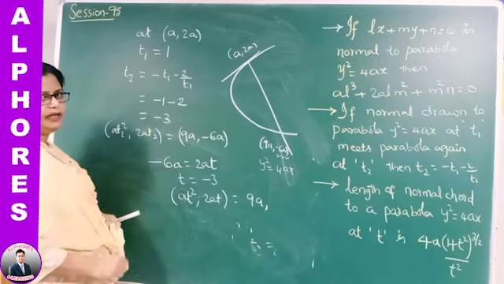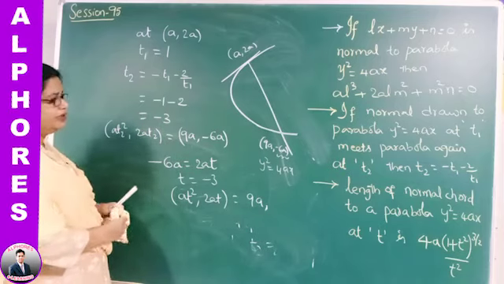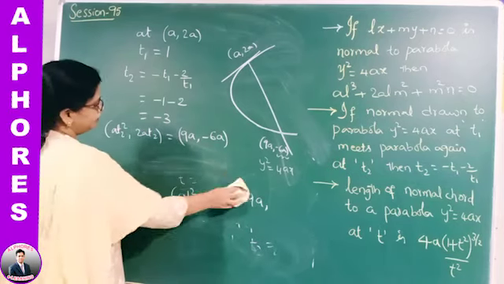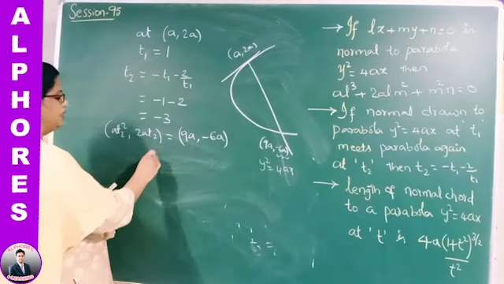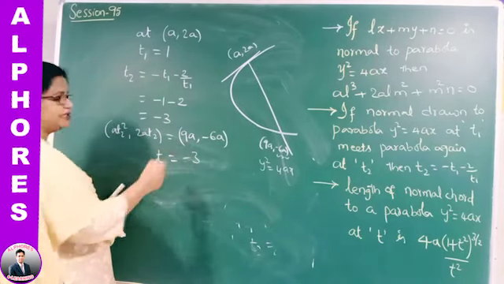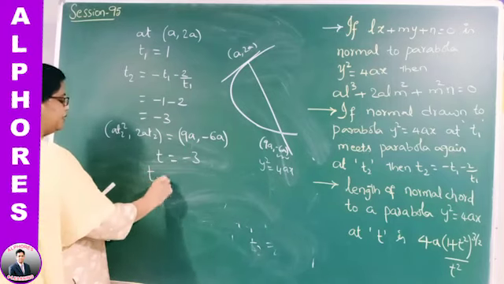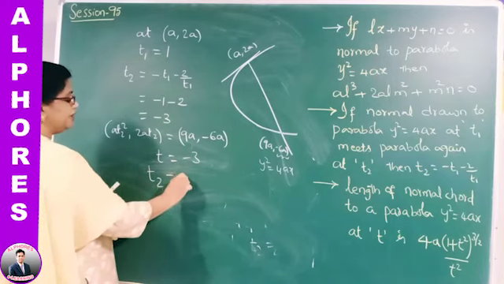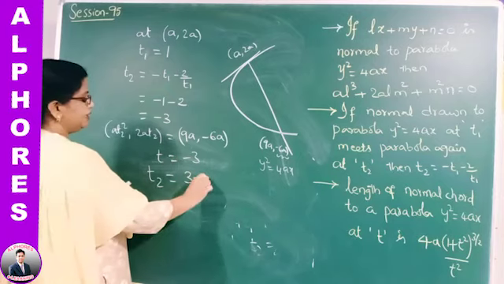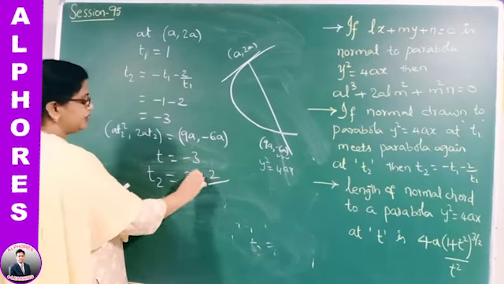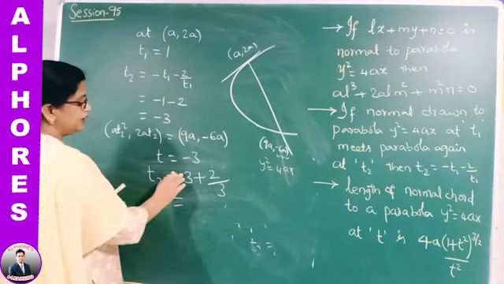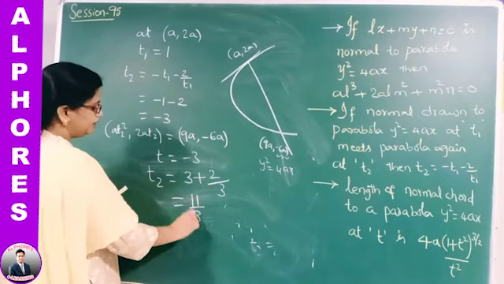This is only we got t is minus 3. Suppose I want to take here t1 is minus 3, that means t2 is minus t1 minus 2 by t1, I want to write. So t2 is minus t1 minus 2 divided by t1, that is here 3. So what is this value here? 11 divided by 3, okay.